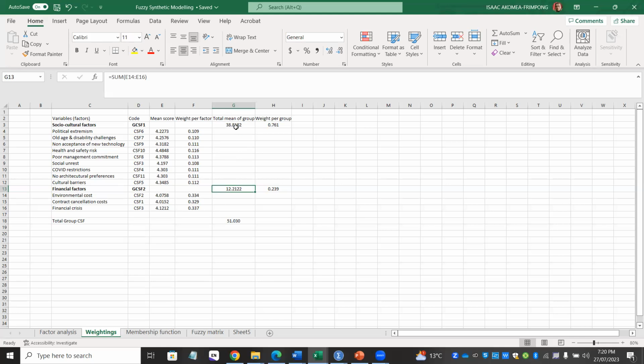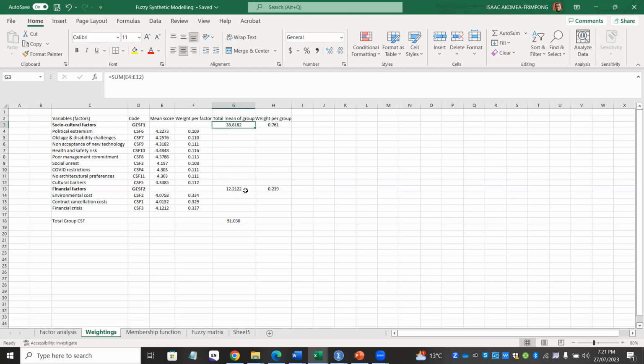So 38.818 plus 12 point something. When you add the two together, it gives you 51.030. Okay, and then for us to determine the weight of the sociocultural factor group, we pick the 38.8182 and divide it by the total of this, and that will give us 0.761.